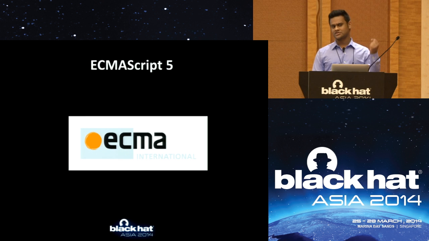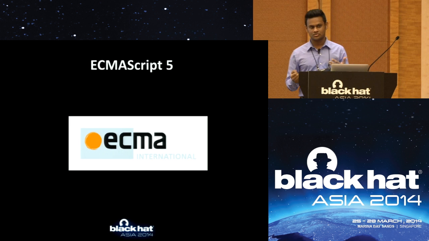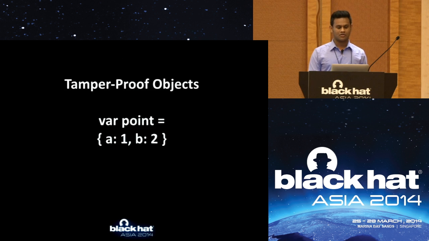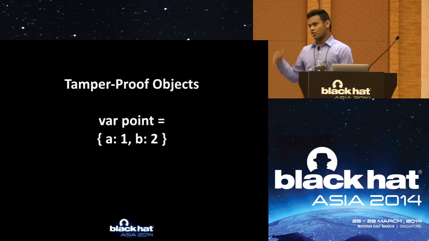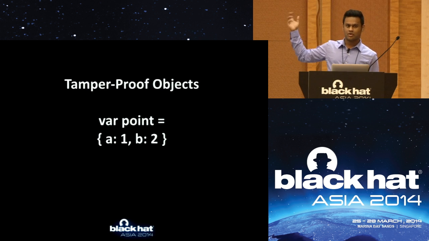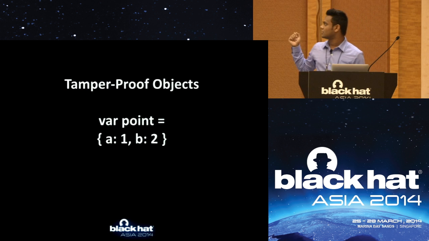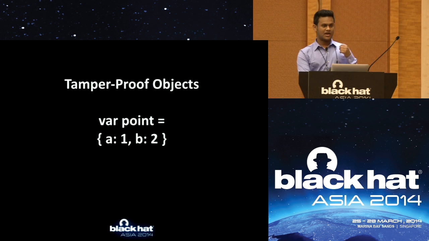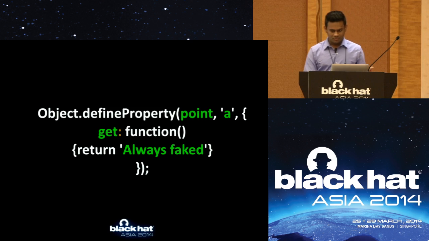specifications. And the ECMAScript 5 specifications gave a few additions to how an object would actually be treated, right? So if you have an object, say point, this in the JavaScript world is how you define an object. You have a point, and you have a as a property with its value as 1, b as another property with value 2. So if you have an object, how can you tamper-proof it? One of the additions of ECMAScript 5 is something known as Object.defineProperty.